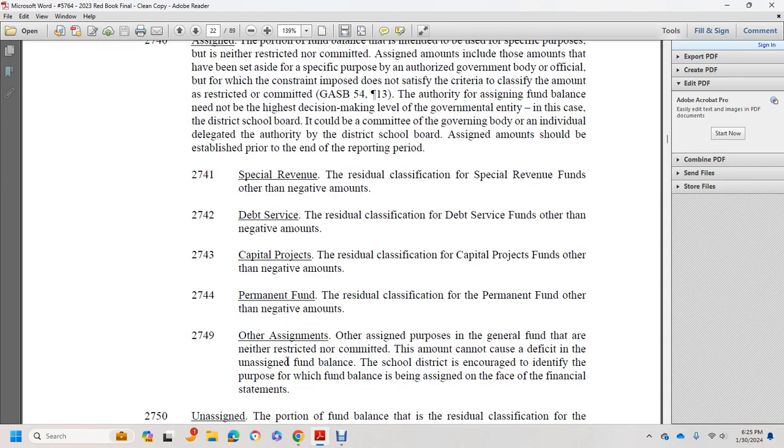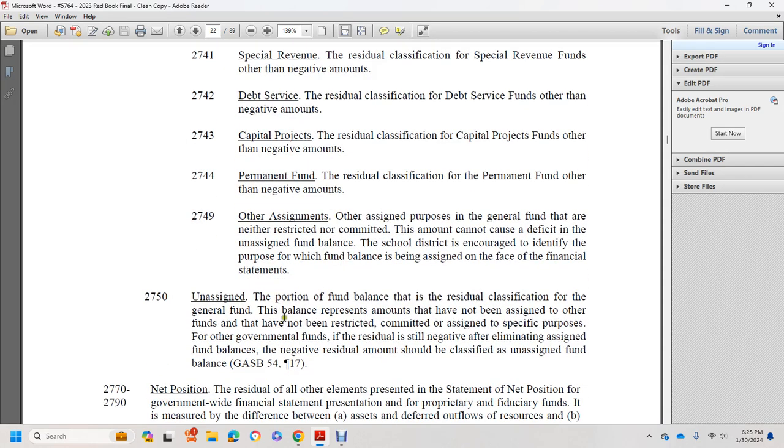27 to 49, other assignment, the other assignment with the purpose of the general fund, or other than either restricted nor committed. The amount cannot be a deficit of the unassigned fund balance. The school district is encouraged to identify the purpose of the fund balance as assigned on the face of the financial statement.